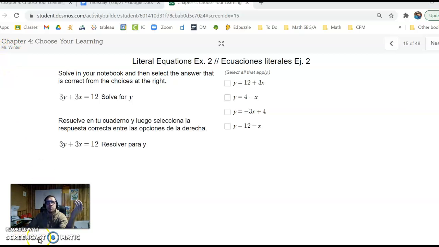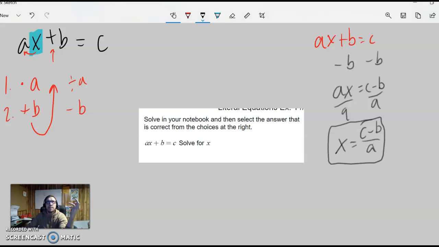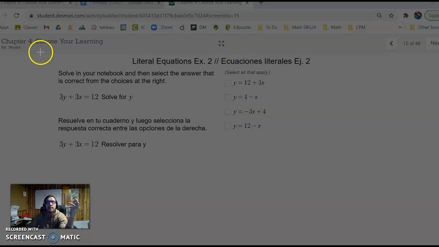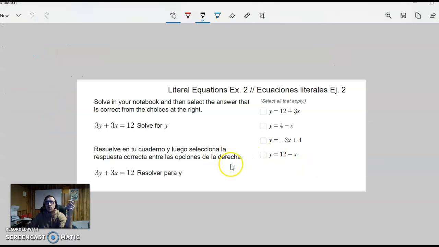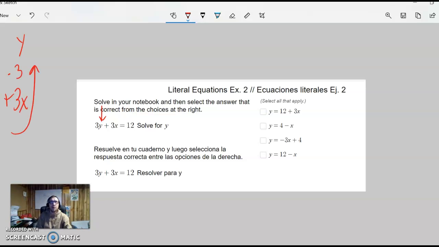The second literal equation looks a lot like what we see when we're solving systems of equations, right? And so let's take a look at this one. Again, pause it, try it out on your own. We're trying to solve for y this time, and so it's always about, okay, what's affecting y? So we have y, it's being multiplied by 3, and it's being added to 3x. So to undo those, we're going to first subtract 3x from both sides, then divide by 3.